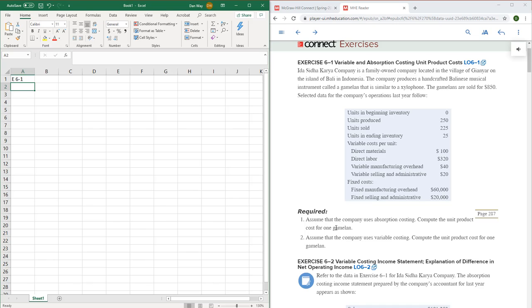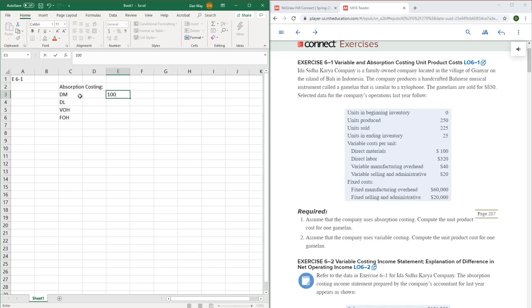First we're going to assume that they use absorption costing. We're going to calculate the unit product cost for one of these particular instruments. Under absorption costing, aka full costing, we want to make sure we get the full cost of production, or all manufacturing costs included in that unit product cost. That's going to be inclusive of direct materials, direct labor, variable overhead, and fixed overhead. Okay, so let's see what that is for this thing here.